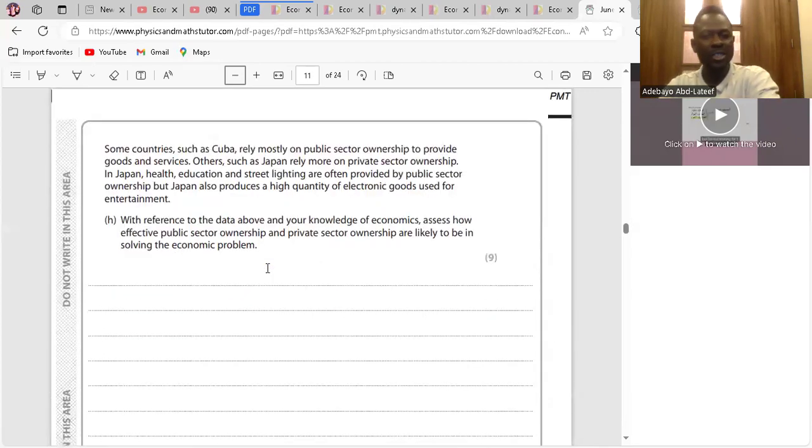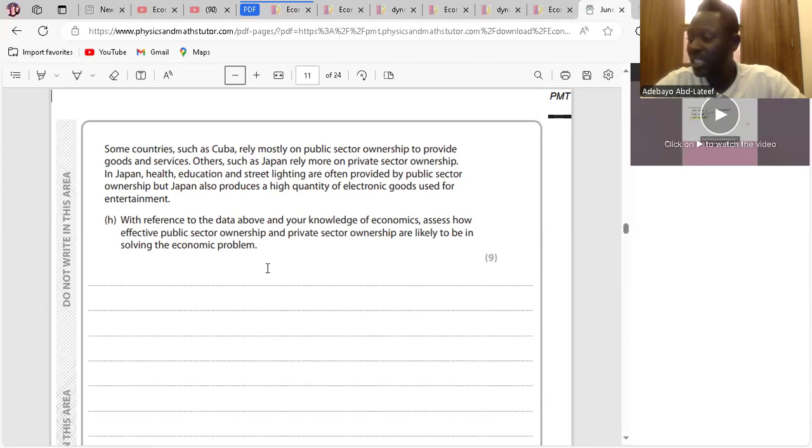The case study is there for them to read, but I'm just going to go straight to the question. With reference to the data above and your knowledge of economics, assess how effective public sector ownership and private sector ownership are likely to be in solving economic problems. Economic problem is scarcity, allocation of resources. Are you with me?